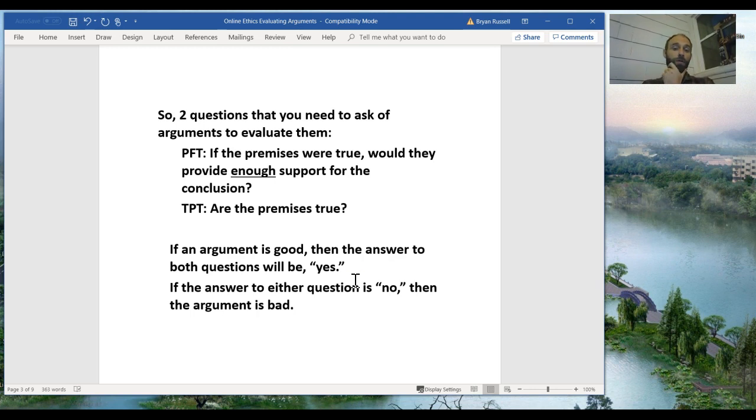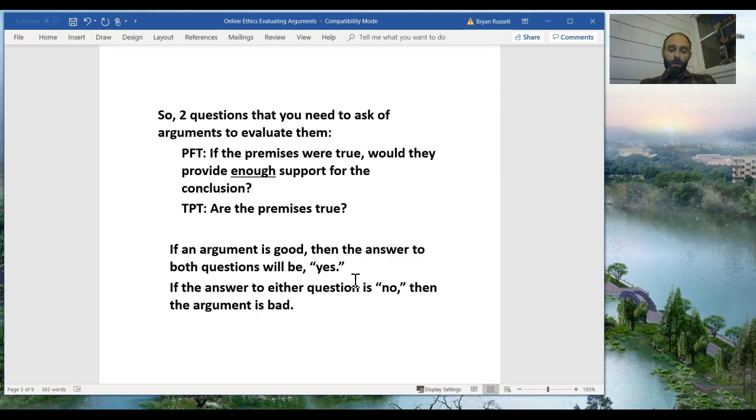Note, the first argument actually did pass this test. If it's true that either Bush or Clinton was president on 9/11, and if it were true that it was not Bush, then it would have to be the case that it was Clinton. So the first argument passed this test, the proper form test. The second argument did not pass the proper form test.